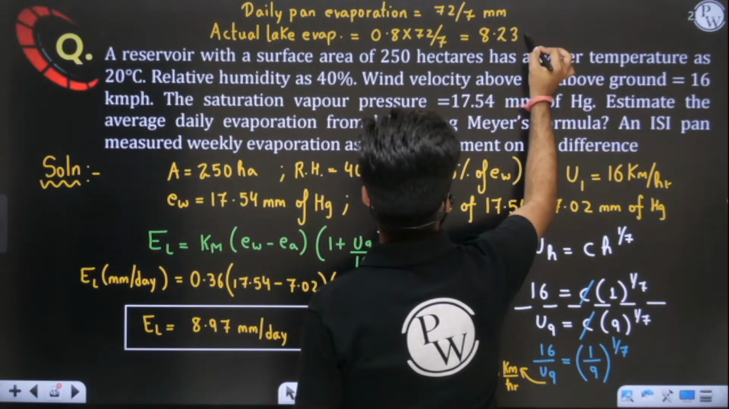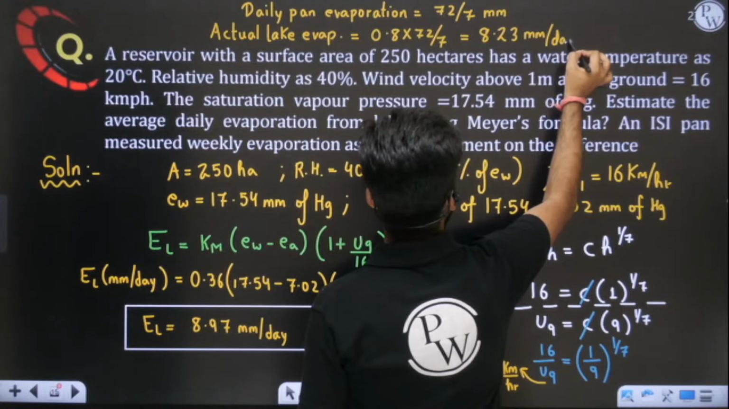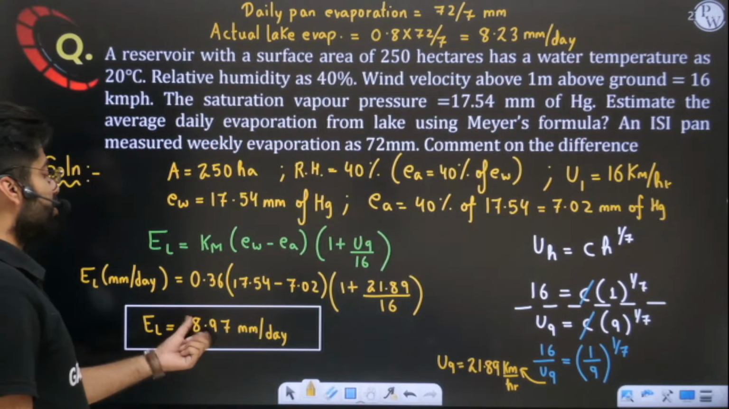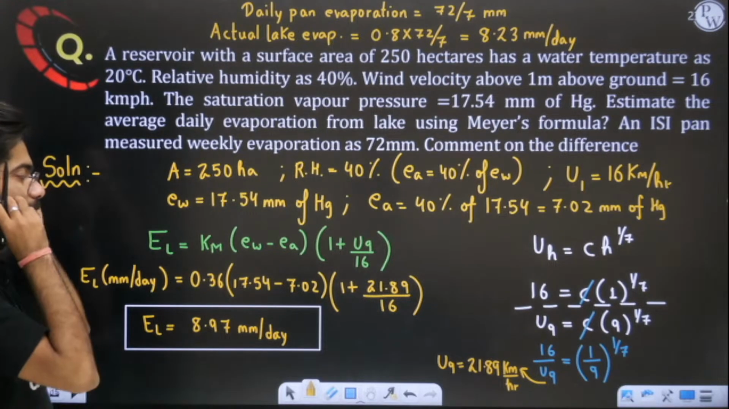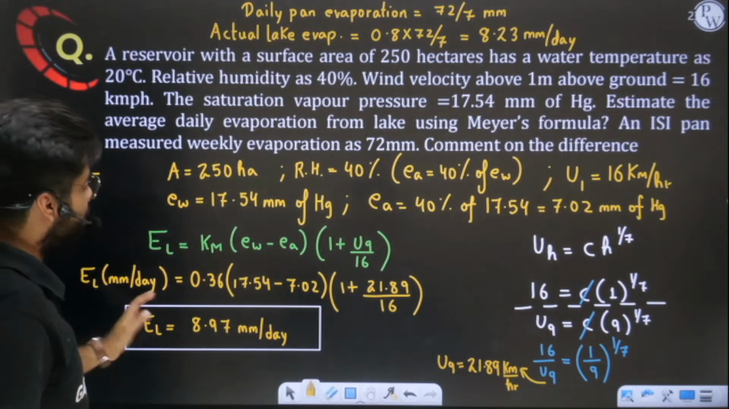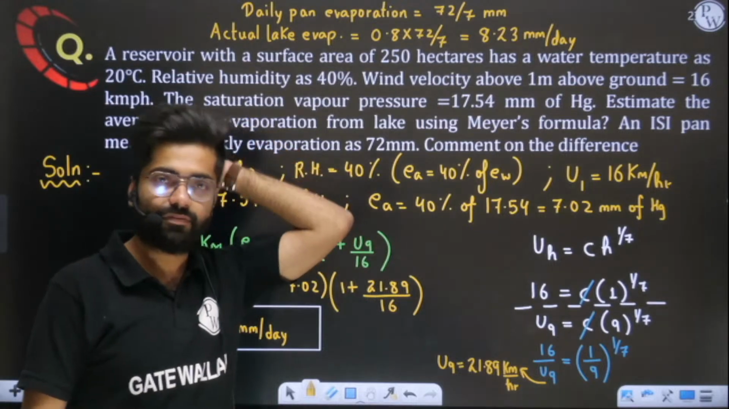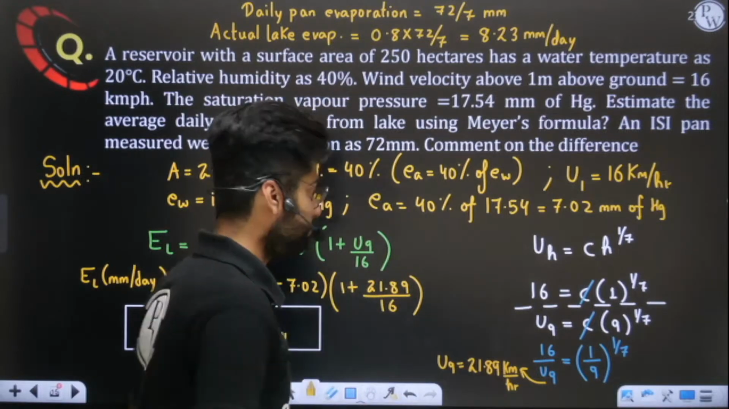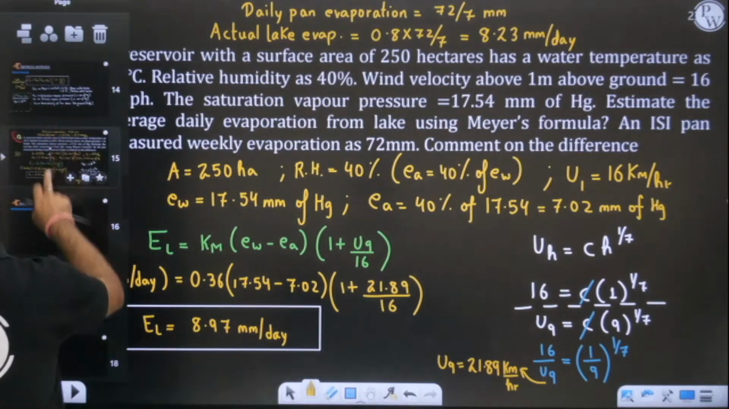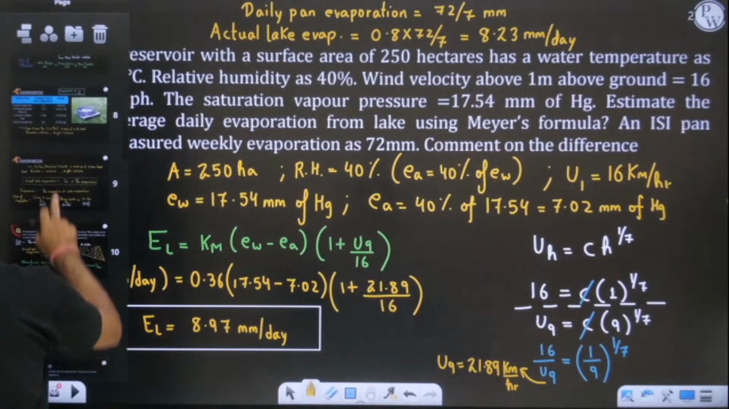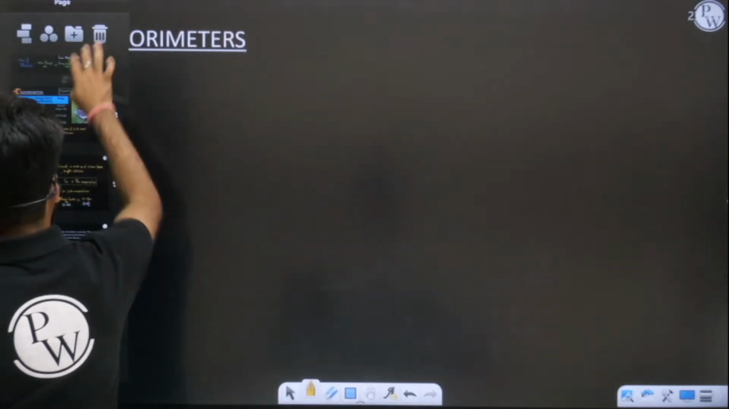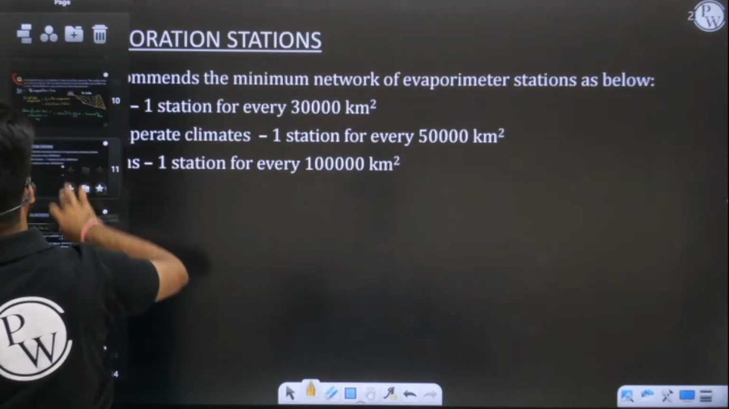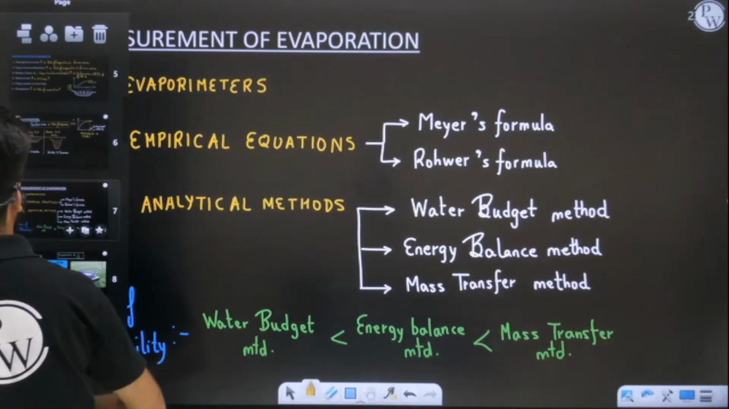Now you can see that the Indian standard pan is giving you 8.23 and Mayer's equation is giving you 8.97. Both are giving different answers, but more or less they are the same. We have different methods, and from each and every method you will get different answers.